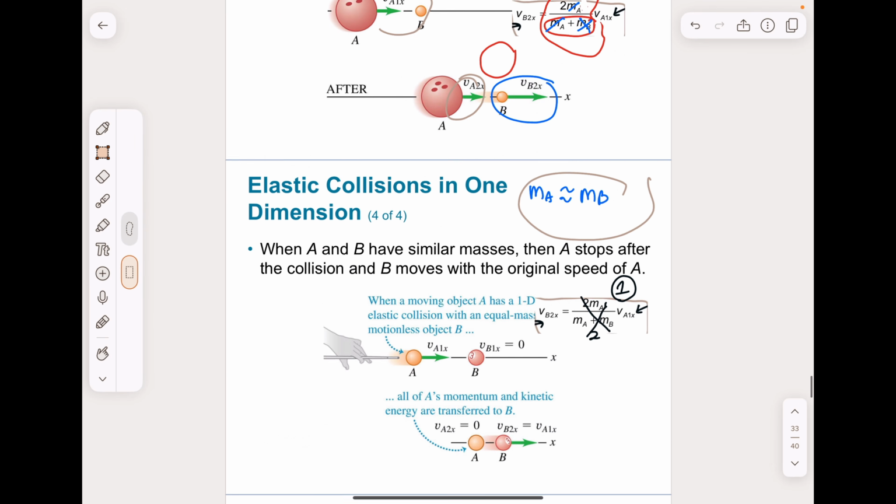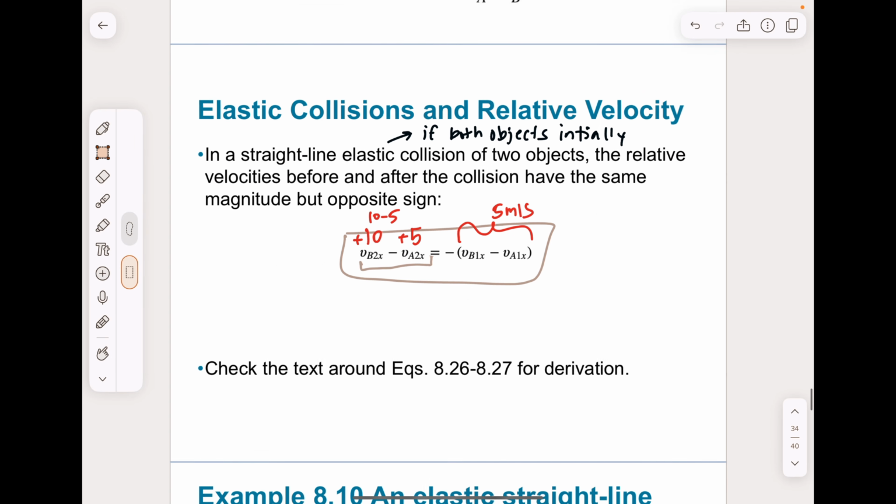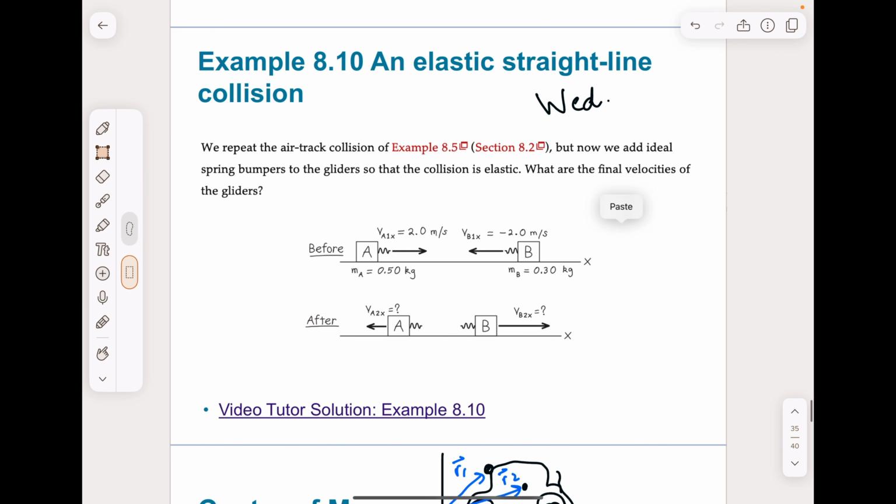Then the third shortcut equation is this one right down here, the relative velocity equation. This relates the change in velocities of the objects before and after the collision. We're going to take this and use it in our next problem, and I'm going to show you why we're going to use this one and not the other two. So I'm going to copy and paste this right here. We're going to need it. This is our next example.